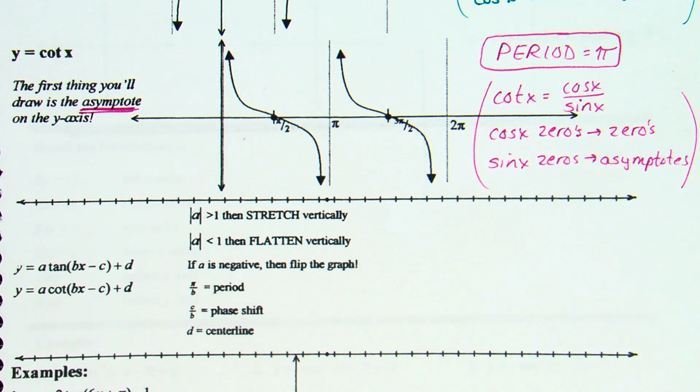If A is negative, it's still going to be a what?